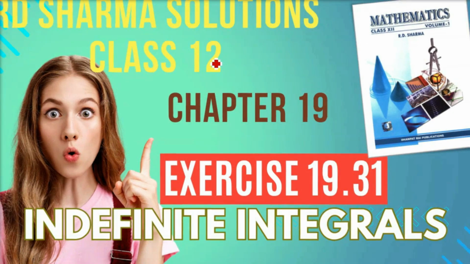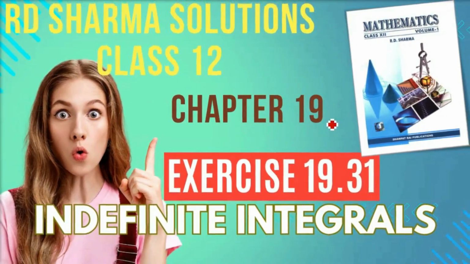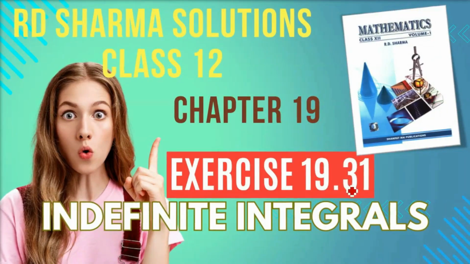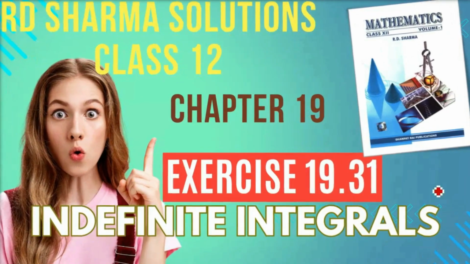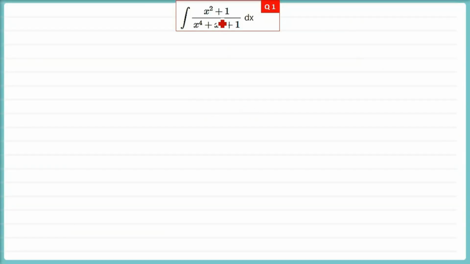This is R.D. Sharma Solution Class 12. We are taking exercise 19.31 of chapter number 19, Indefinite Integrals. Now this kind of question is almost equivalent to the previous questions in the different exercises we have done. What was the process? x square equals t, we will put t plus 1.